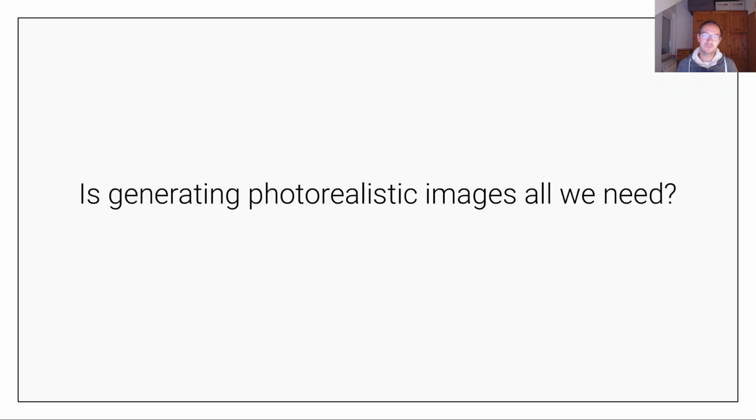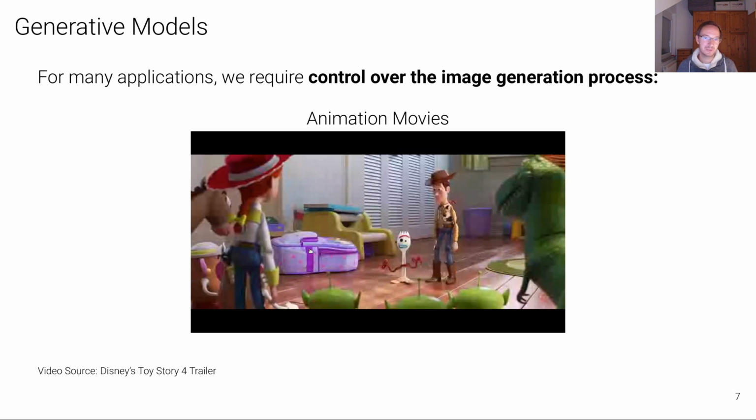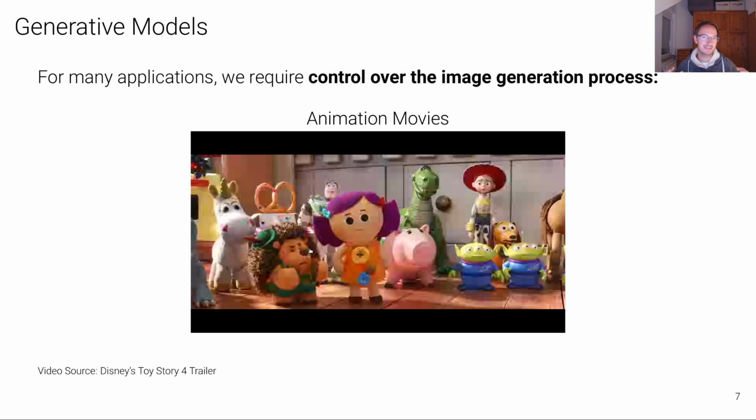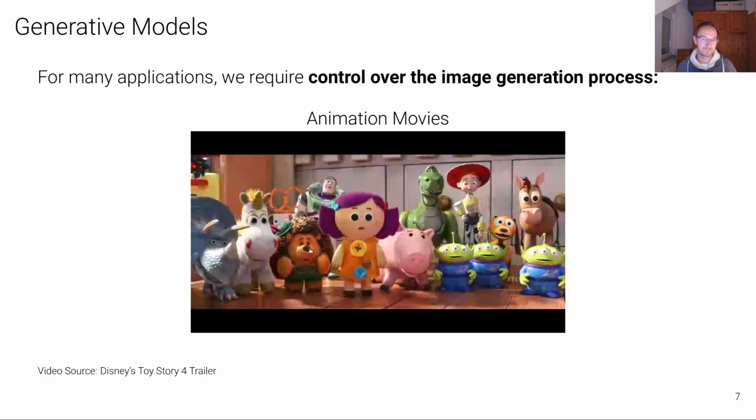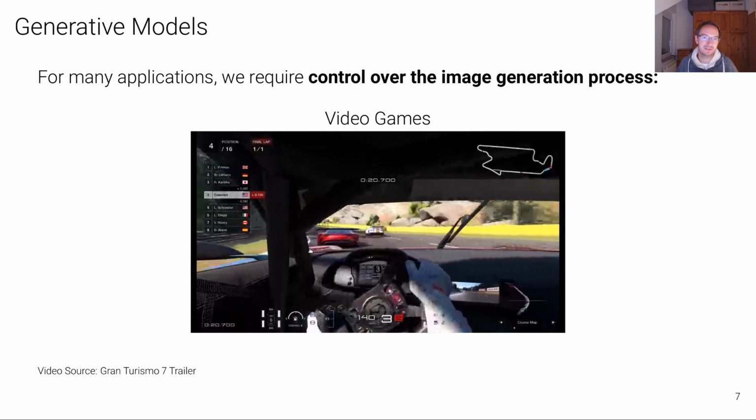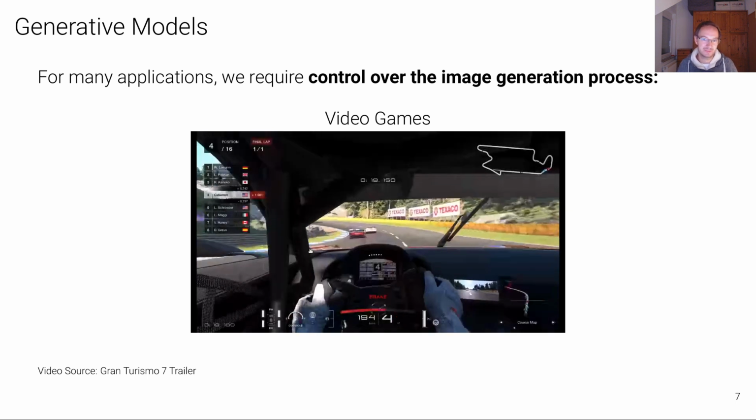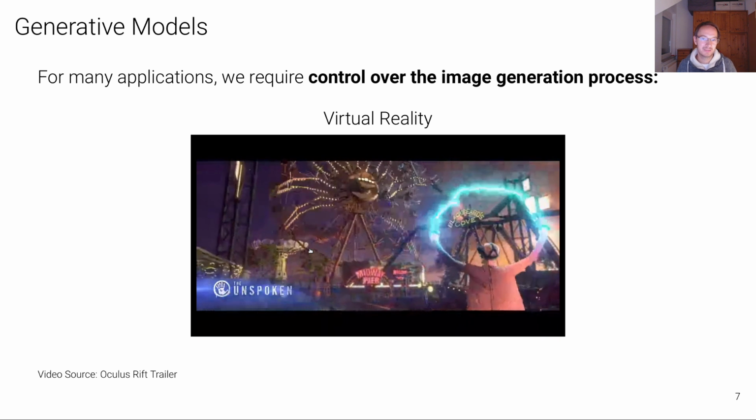But is generating photorealistic images all we need? In this talk, I want to argue that there is something else that we'd like to have. For many applications, we also require control over the image generation process. For example, when creating animation movies, we need to control the actors in the scene. Similarly, for video games, we even hand over control to the player of the game. So we clearly need to control the game content very precisely. And similarly, in virtual reality.